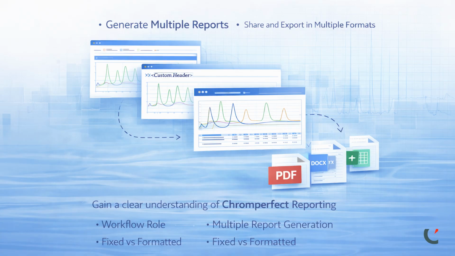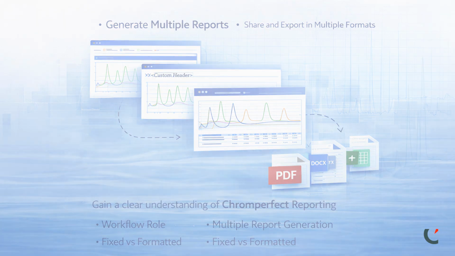As we continue through this section, we will also look at how multiple reports can be generated from a single method, and how Chromperfect supports different output formats for sharing and exporting data. By the end of this section, you should have a clear understanding of what reporting is within Chromperfect, why it is such a critical part of the workflow, and the difference between fixed and formatted reports.